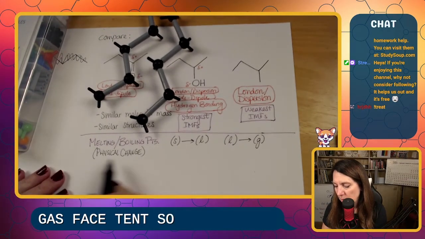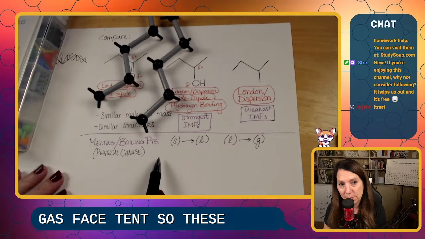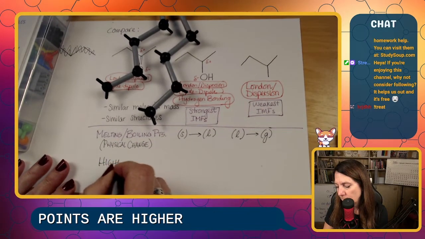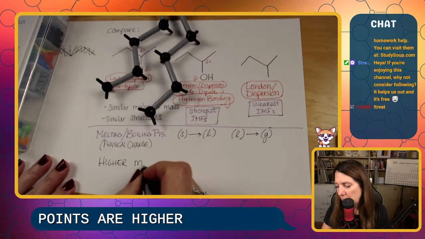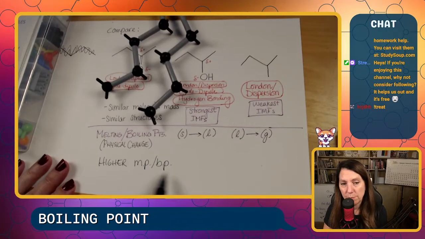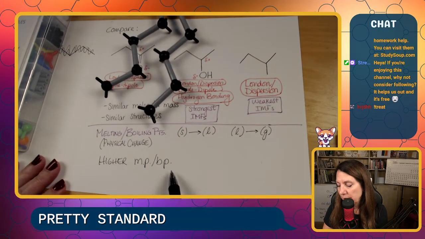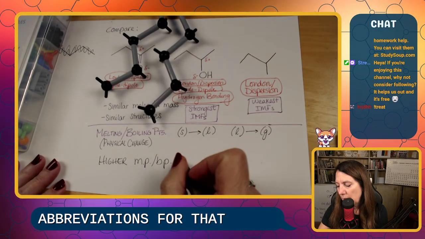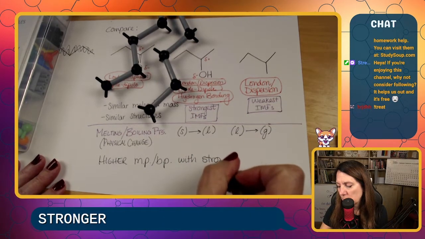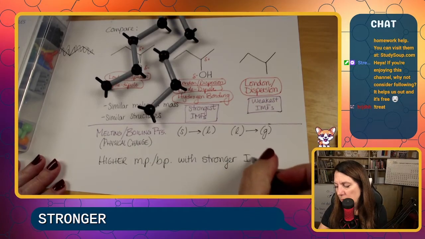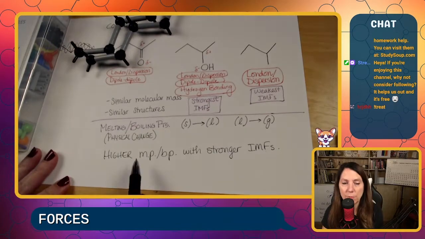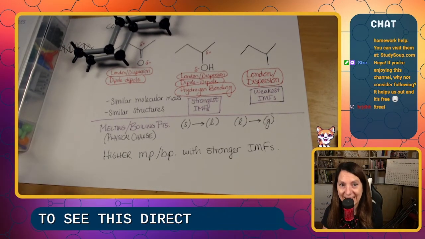So these melting points, boiling points are higher. Okay, so I'll put higher melting point, boiling point. MP, BP are pretty standard abbreviations for that. Higher melting points, boiling points go with stronger intermolecular forces. Okay, so we're going to see this direct correlation.